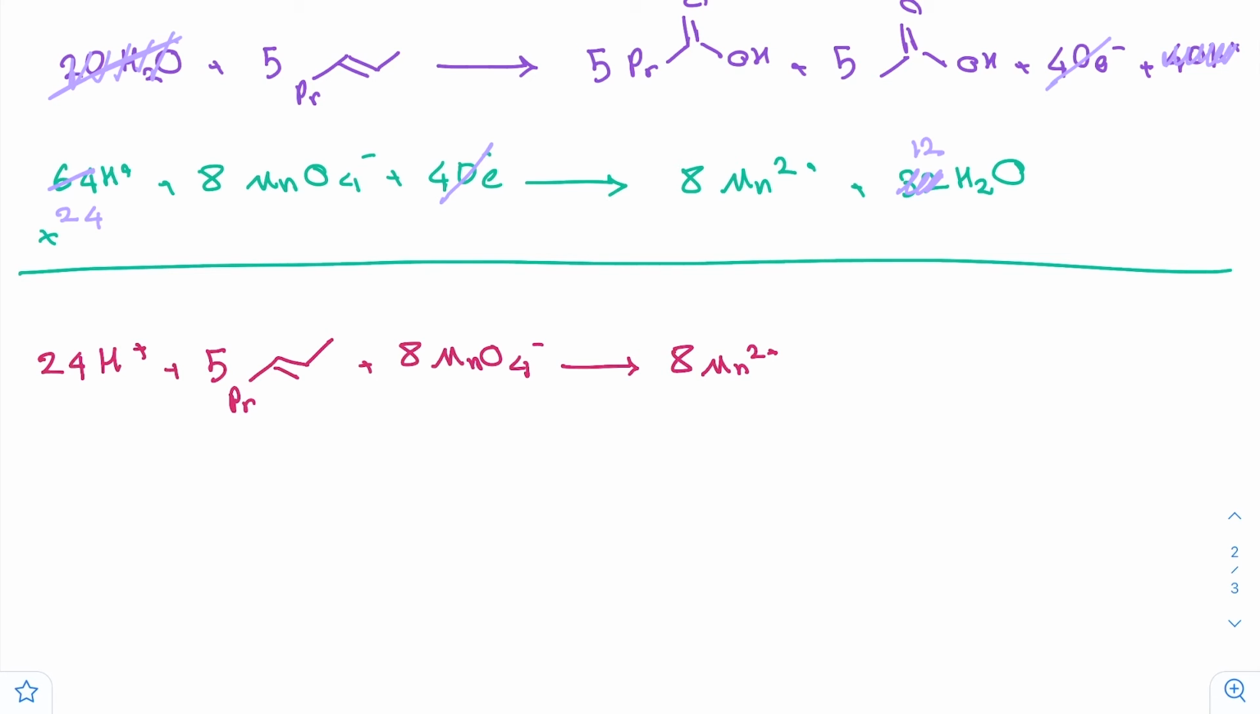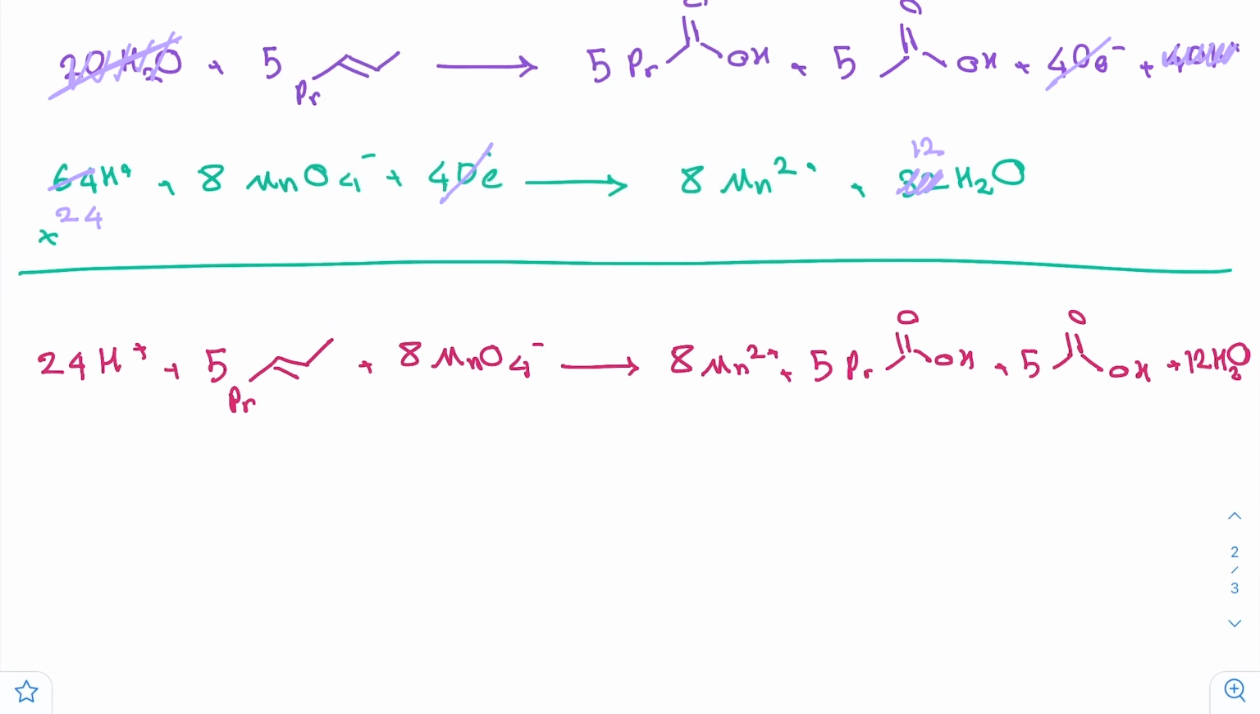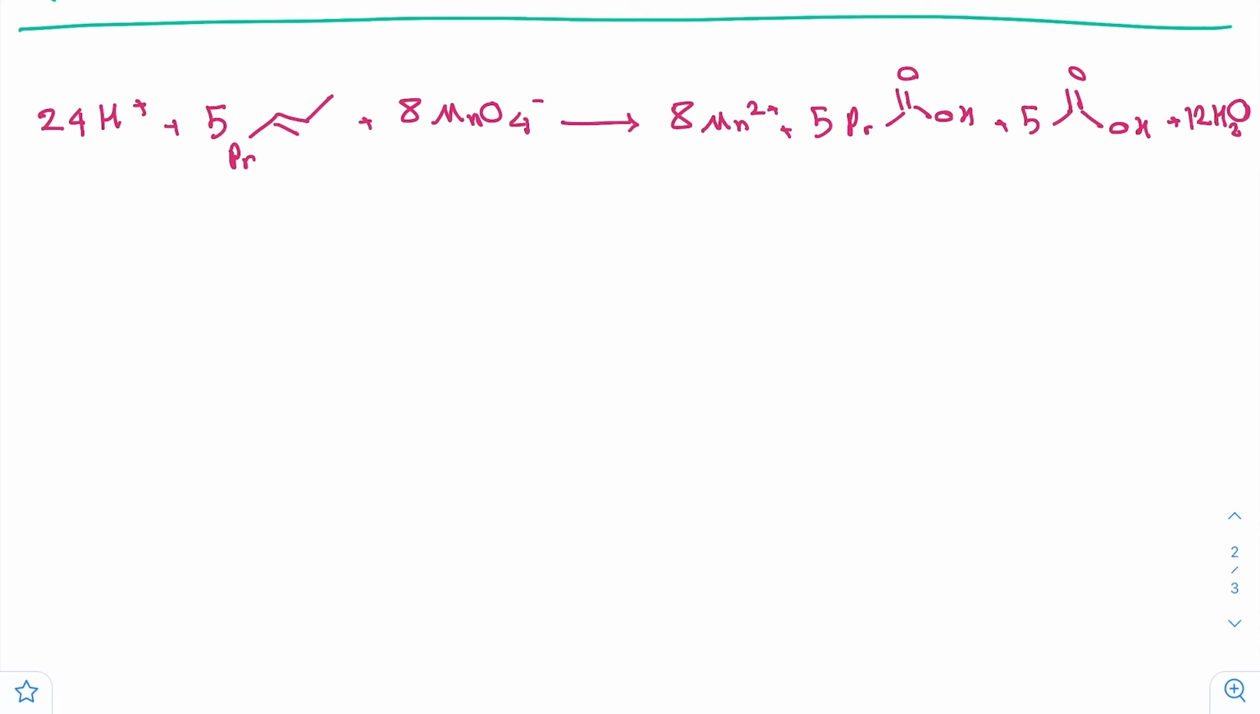My handwriting is not the best, I'm sorry about that. Plus 12 H2Os. Alright, so that seems to be the balanced equation. So let's just make sure that certain elements are in balance, and once that is taken care of, we can be sure that we did it right.